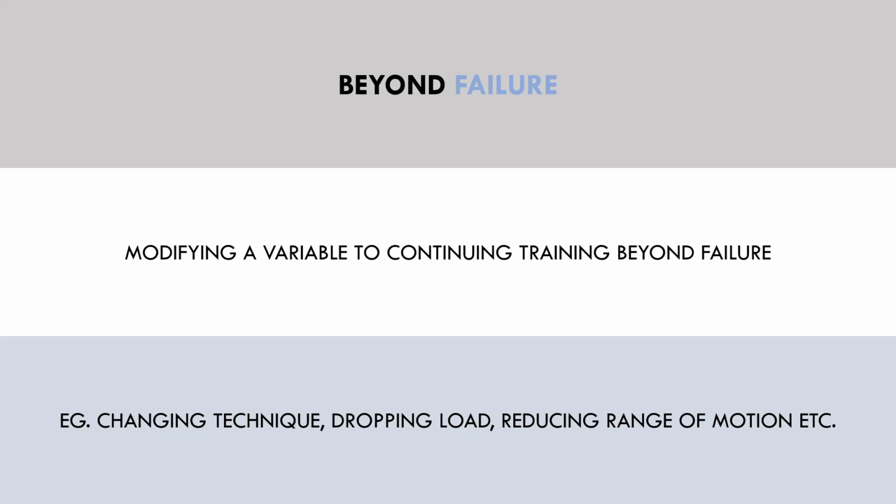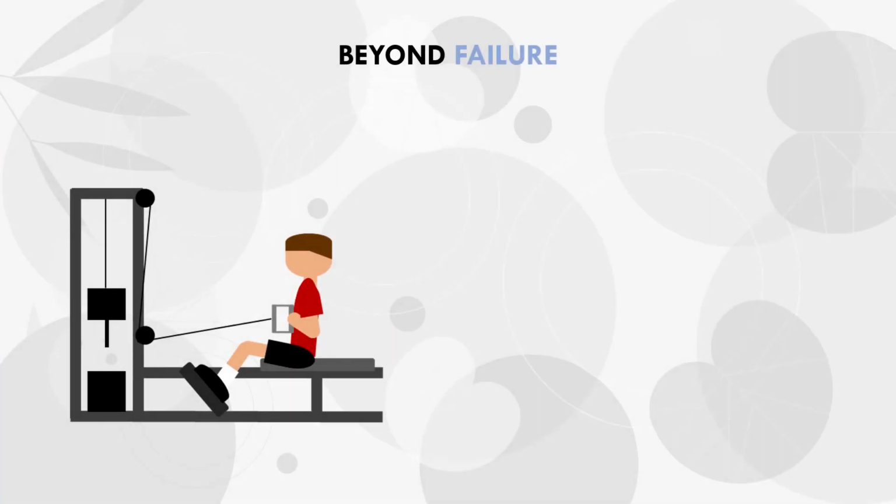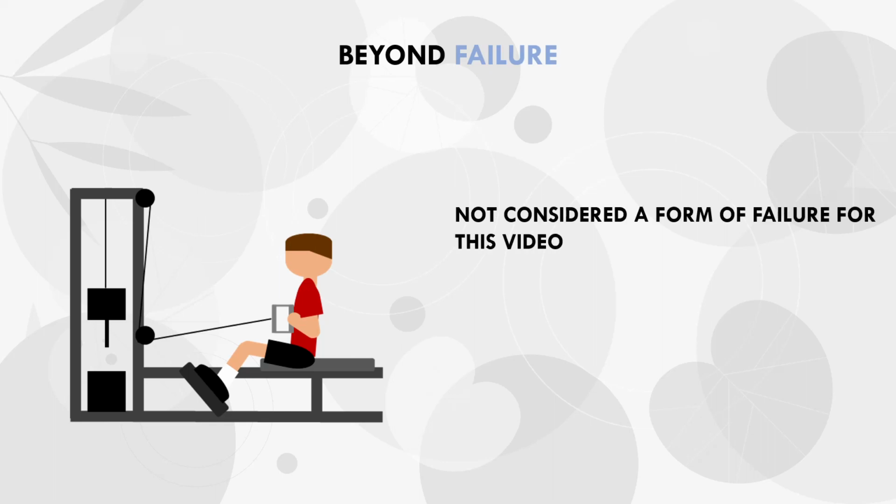For example, a trainee may reach technical failure on seated cable rows, then change technique to reach absolute failure, then perform partial range of motion to failure once again. In this case, the trainee reaches failure 3 times in a sense. However, for this video, we aren't counting beyond failure training as a form of failure.